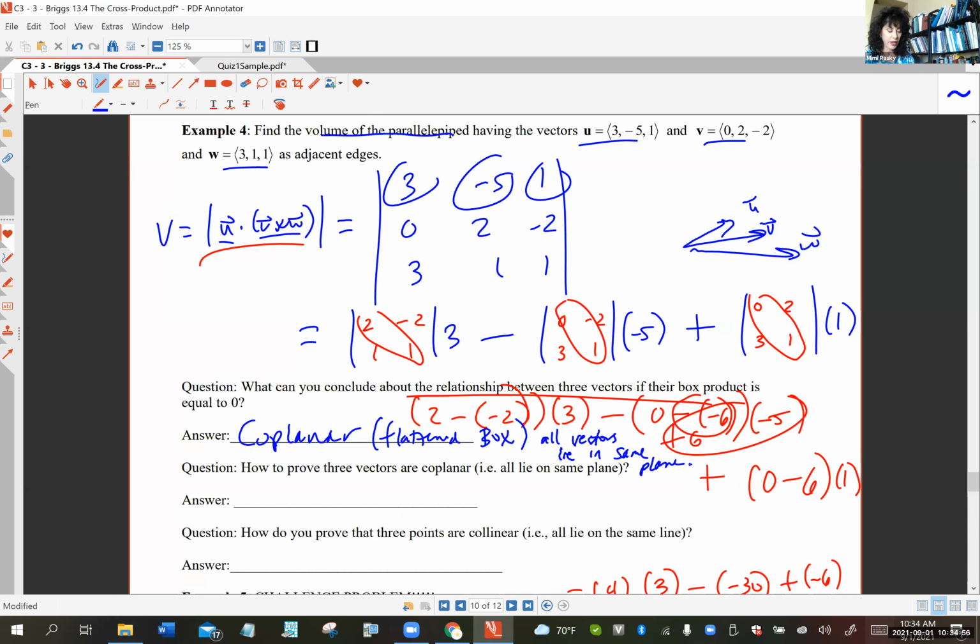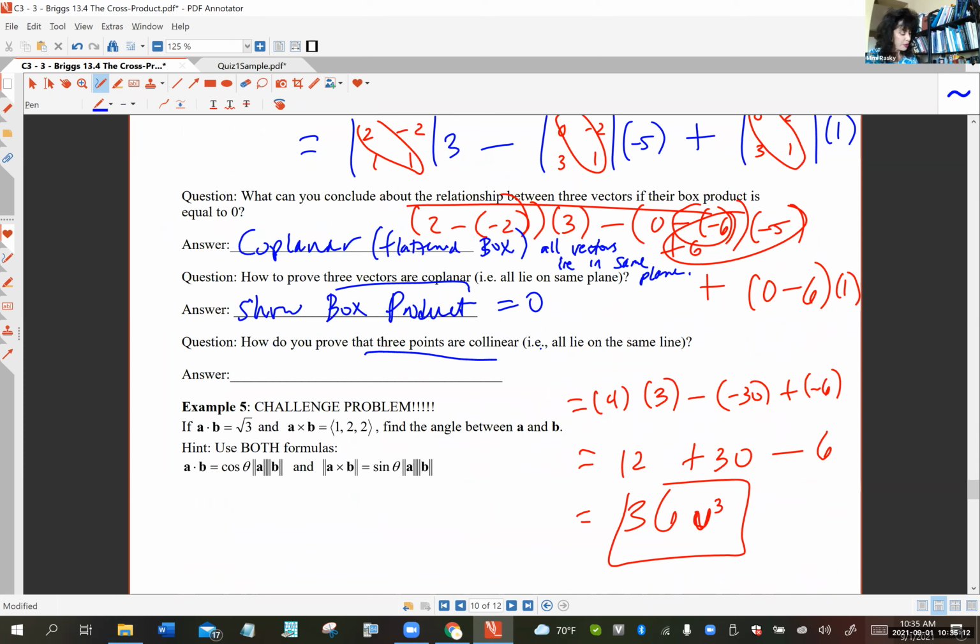That doesn't always happen. So how would you prove 3 vectors are coplanar? Show that the box product is equal to 0. And that's proof enough that the 3 vectors are coplanar and they all live in the same plane.